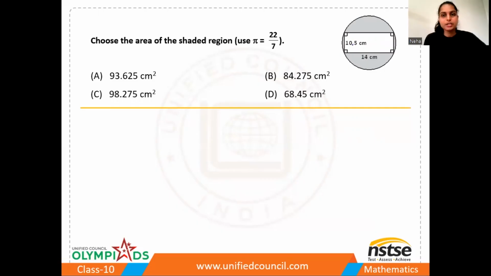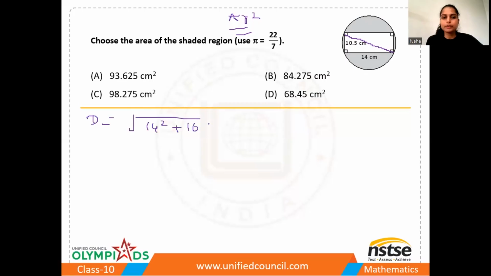Perfect. But the area of a circle is pi r square, and I don't have the value of r. But one thing I can do, I can make a diagonal here, and this diagonal is nothing but the diameter of the circle, my dear students. So the diameter is equal to square root of 14 square plus 10.5 square, which is equal to square root of 306.25. If I do the square root of this, then this is 17.5 centimeter.